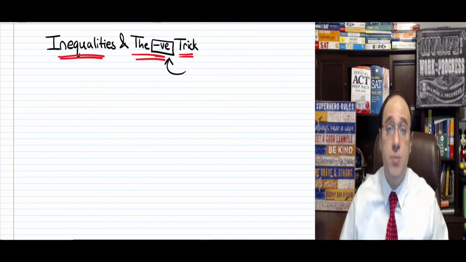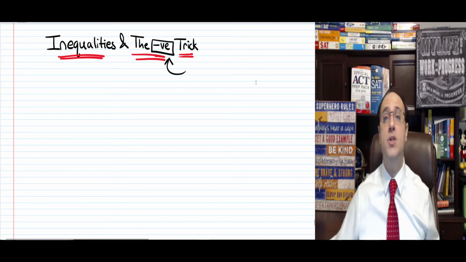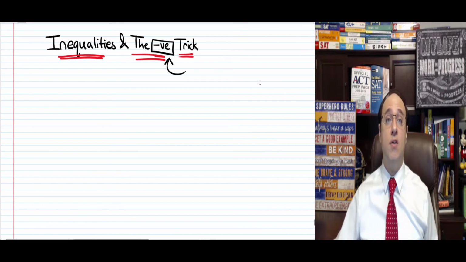Inequalities are very similar to equations. And like we said before, when we solve inequalities, we basically use the same skills, the same hacks, the same ideas that we learned when we used to solve equations.